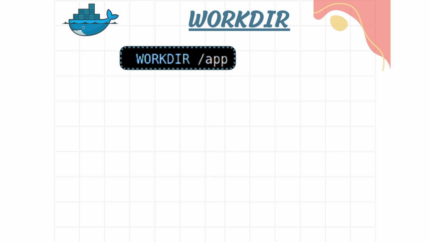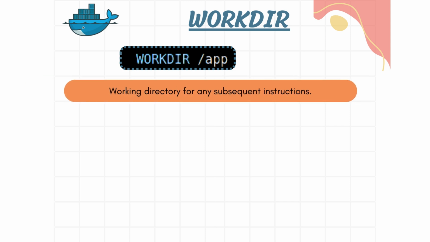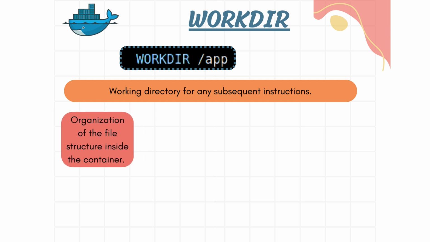Let's move on to the next important instruction in our Dockerfile, WORKDIR /app. The WORKDIR instruction sets the working directory for any subsequent instructions in the Dockerfile. Think of it as setting the current directory in a shell environment. Using WORKDIR helps in organizing the file structure inside the container.